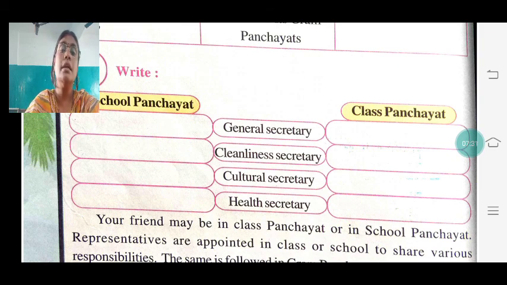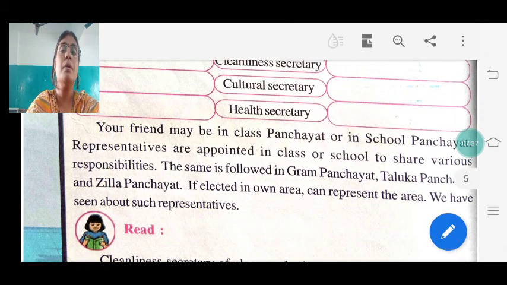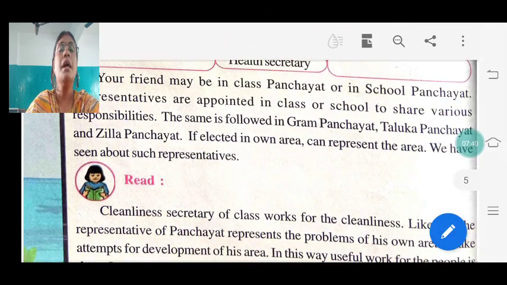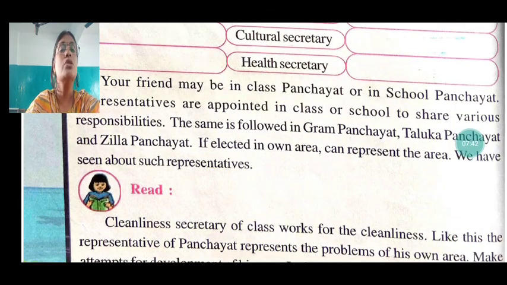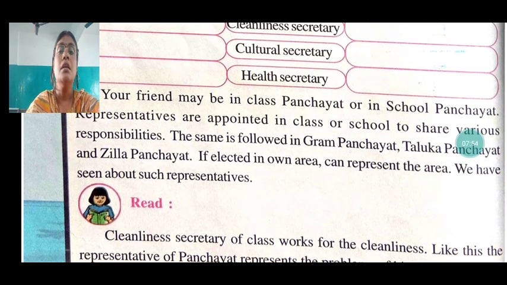In this way the village also works like this only. So your friend may be in the class panchayat or in the school panchayat. So representatives are appointed in class or school to share various responsibilities. The same is followed in gram panchayat, taluka panchayat and jilla panchayat. If elected in one area, one can represent the area. We have seen about such representatives. So like that only, when we are electing our class member, the system is like that in gram panchayat, taluka panchayat, jilla panchayat. In the same way the election is held and we elect our members.